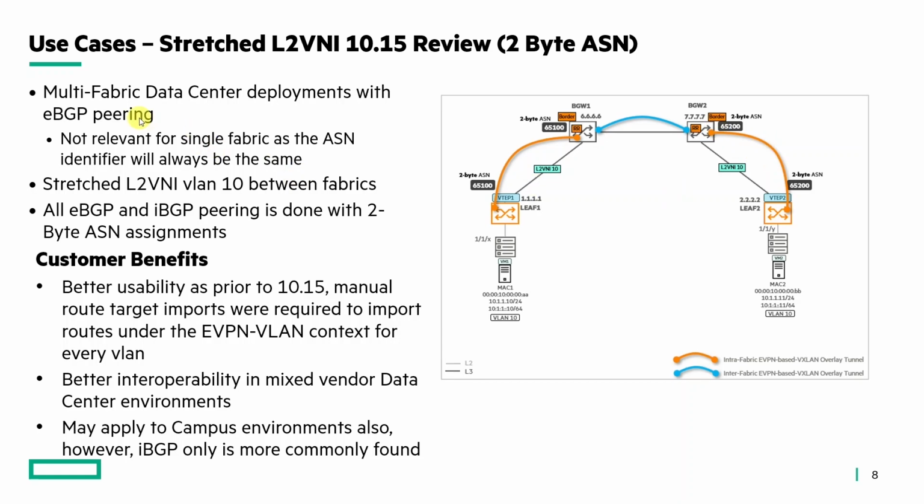And so just some reminders. This is useful with the multi-fabric data center deployments. It's not relevant for single fabric because with single fabric, as a reminder, the ASNs would all be the same, so there wouldn't be any need to change it. And I've already mentioned the stretched L2 VNI between them. All the peering, also mentioned, is done with the 2x ASN assignments. What this provided was just better usability, as prior to 10.15, everything required manual route target imports. And as mentioned previously, just better interoperability in mixed vendor data center environments. This may also apply to campus environments. However, IBGP is more typically found when we look at campus environments.